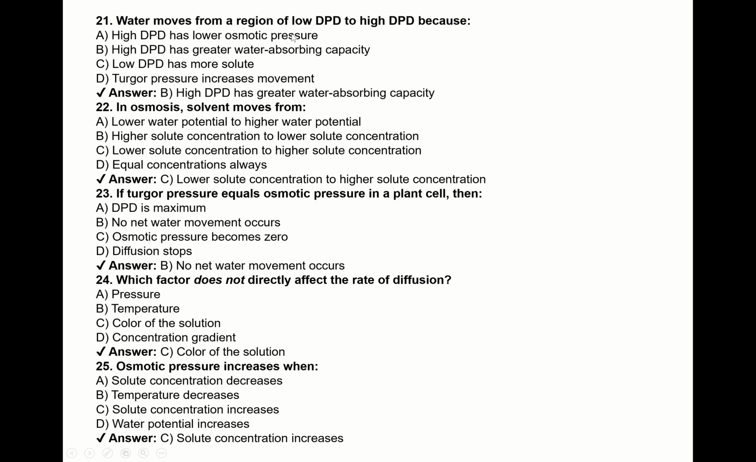Water moves from a region of low DPD to high DPD. Why? Because high DPD has greater water absorbing capacity. DPD itself, I have explained in the lecture, is the water absorbing capacity. So always water will move from low DPD to high DPD, and high DPD means it has greater water absorbing capacity.